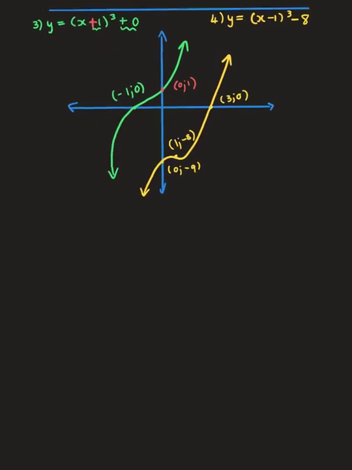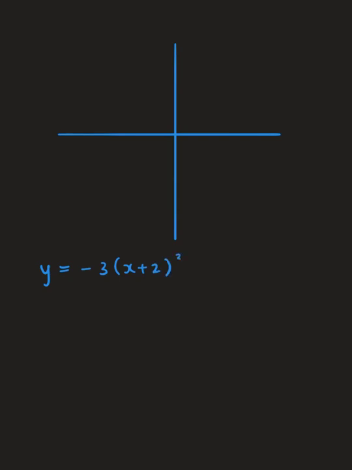Graph number 5 has a bit more going on. So perhaps let's do some calculations here because we haven't really done any of that yet. Let's get a nice big Cartesian plane going on here. They asked us to draw y is equal to -3(x + 2) cubed minus 3.